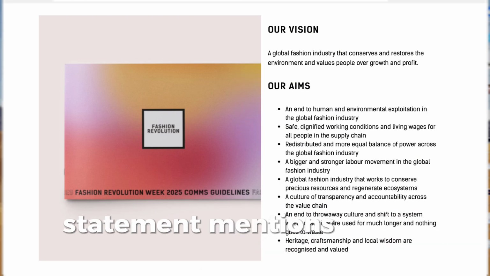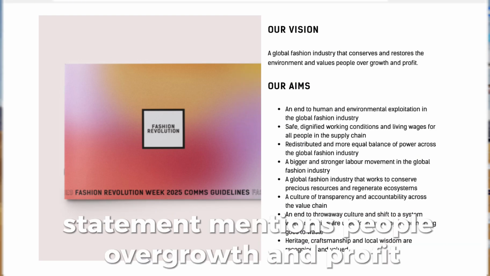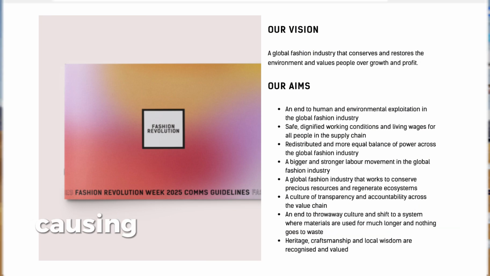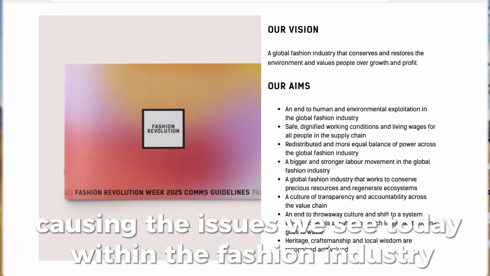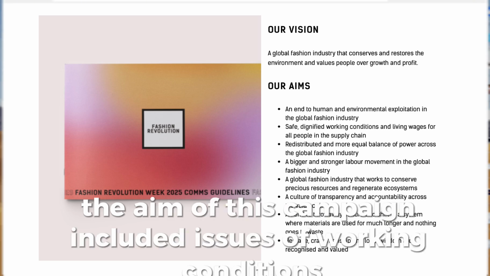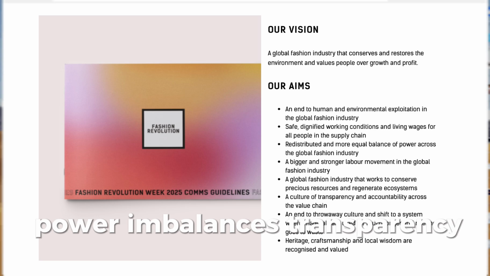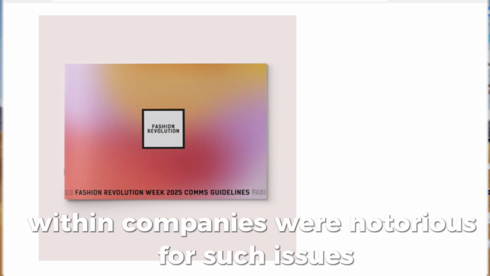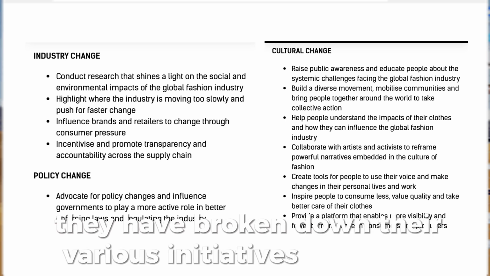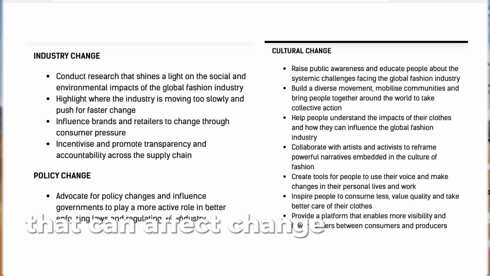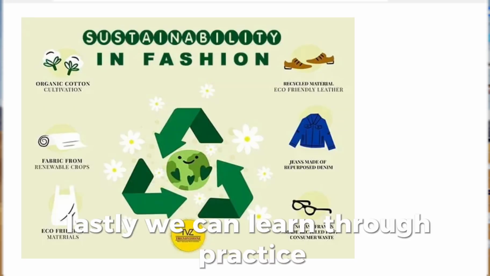The vision statement mentions people, planet, overgrowth and profit, suggesting there are economic and potential political factors causing the issues we see today within the fashion industry. The aim of this campaign included issues of working conditions, power imbalances, transparency and accountability within companies that were notorious for such issues. They have broken down their various initiatives by culture, industrial factors and policies that can affect change within the fashion industry.